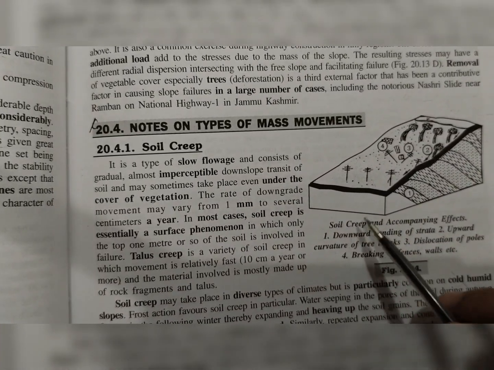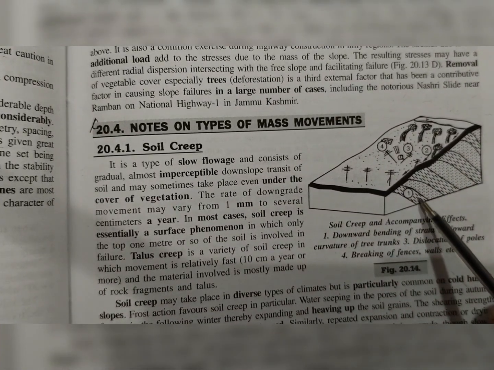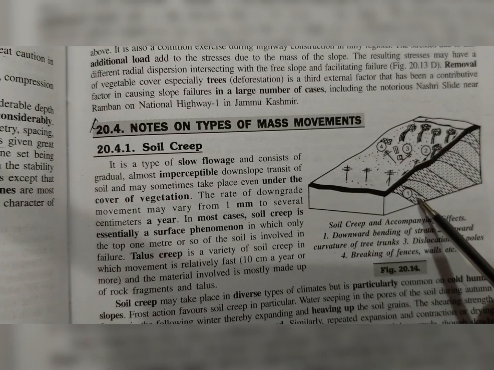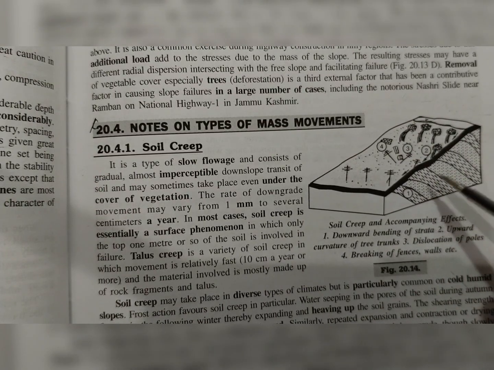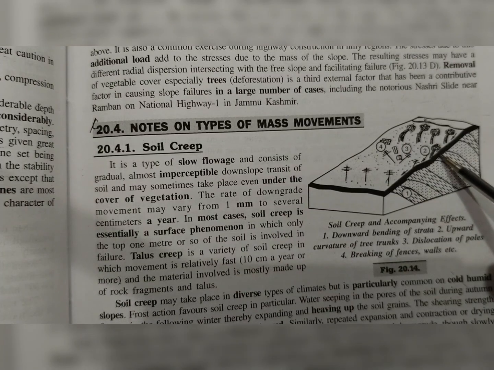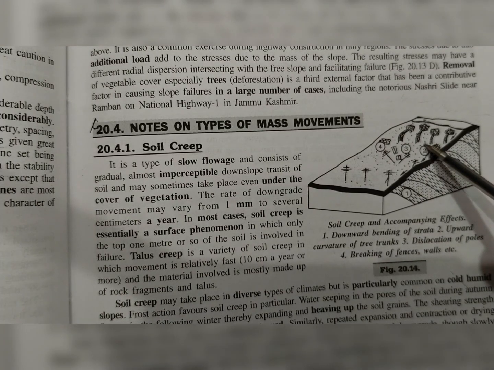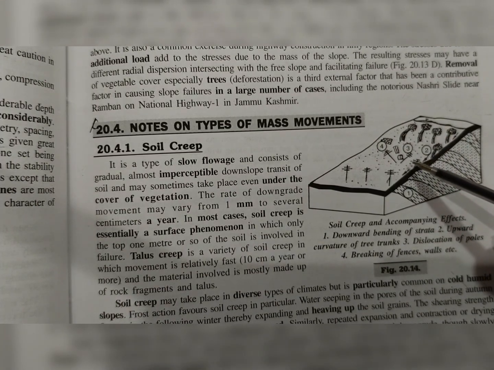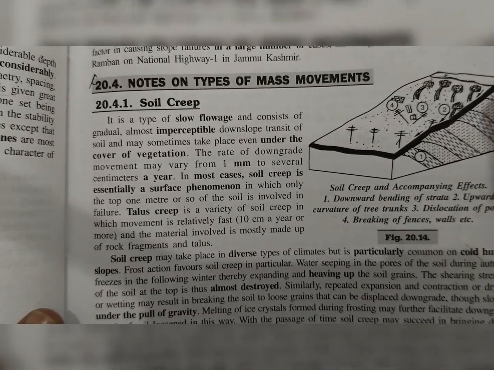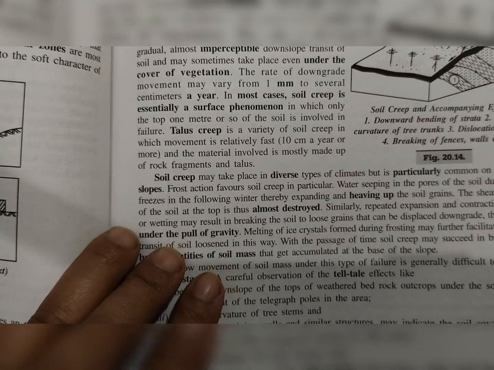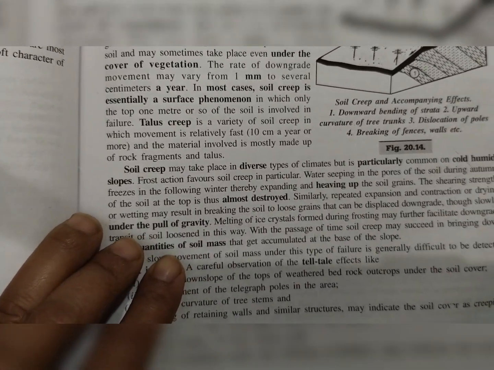तो ये फिगर है, इसमें 1 दिखाता है कि डाउनवर्ड बेंडिंग्स ऑफ स्ट्रेटा, 2 अपवर्ड कर्वेचर्स ऑफ ट्री ट्रंक, 3rd डिसलोकेशन ऑफ पोल्स, एंड 4th इज ब्रेकिंग्स ऑफ फेंसेस, वॉल्स। So please make a diagram with labeling. It gives you more marks.